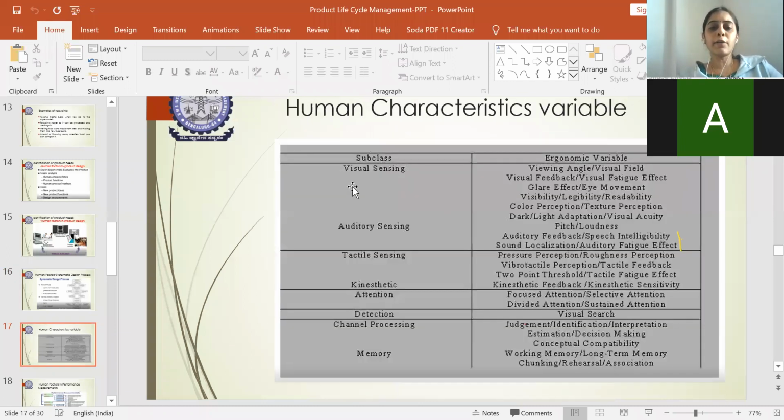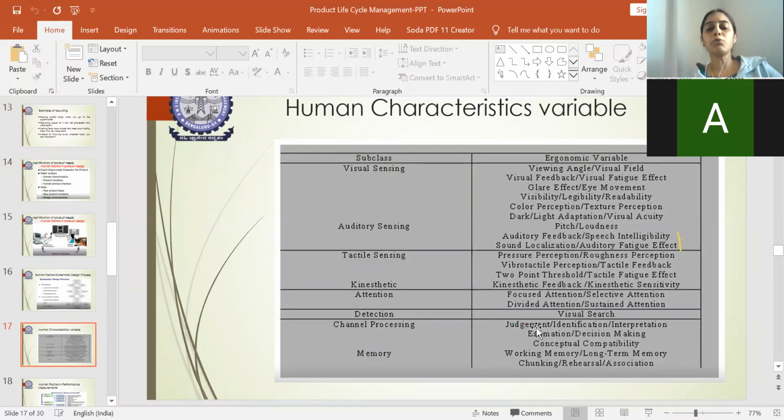So here it is visual sensing, auditory sensing, tactile sensing, attention given, detection, channel processing, and memory. If you are designing a product which has to store more memory, what is the capability of the disk you are using as a storage device? Even that has to be defined, configured and programmed as per the requirement, so even that will be done by the intervention of human beings only. It checks the long-term memory, or which type of working memory you need, and other things. Then processing, channel processing, and so on.